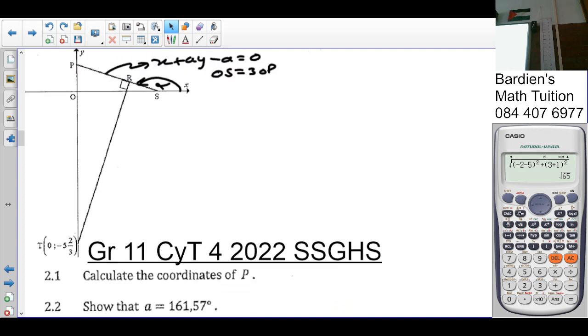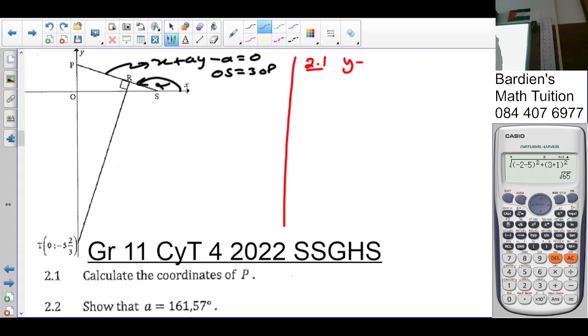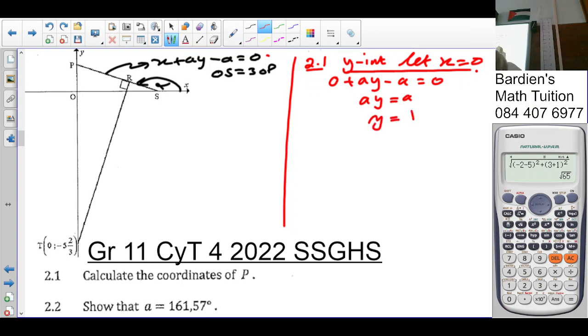Alright, now what is P to us? P is a y-intercept, not so? What do you do for y-intercept? Then x is equal to 0. So again with that equation there, I got 0 plus ay minus a is equal to 0. Take a over the equal sign, so ay is equal to a, so y is equal to 1. So the coordinates of P, therefore, are 0 and 1. You would agree with that?